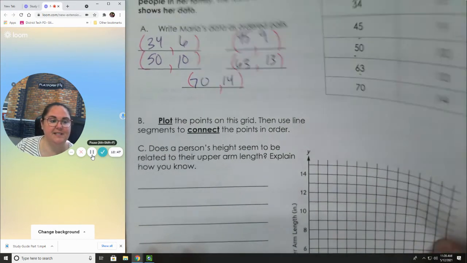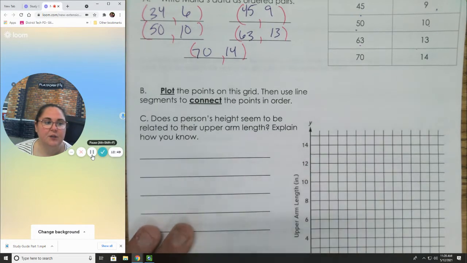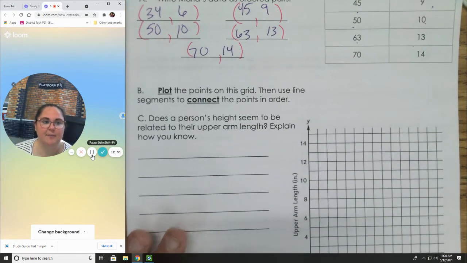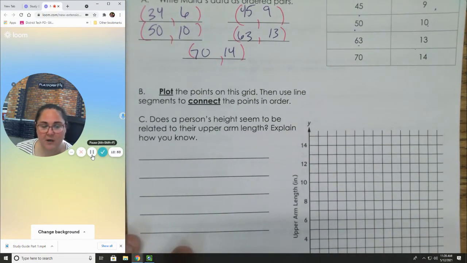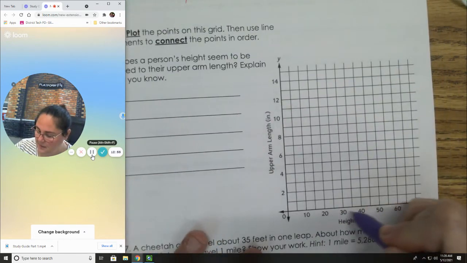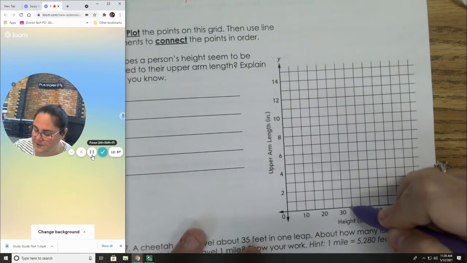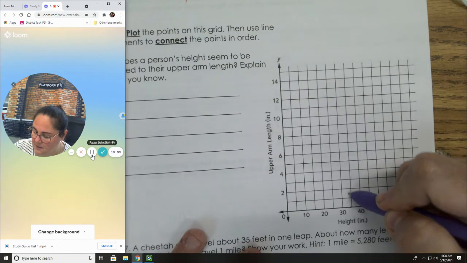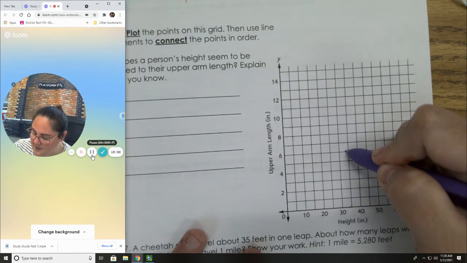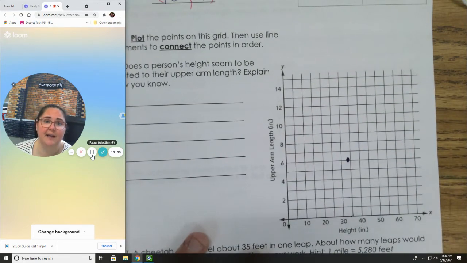The next question says, plot the data points on the grid. Use line segments to connect the points in order. So 34, 6. Okay, this is 35, so 34 is right before it. I'm going to go up to 6. So I'm going to go about right here. As long as it's close, that's what I care about.